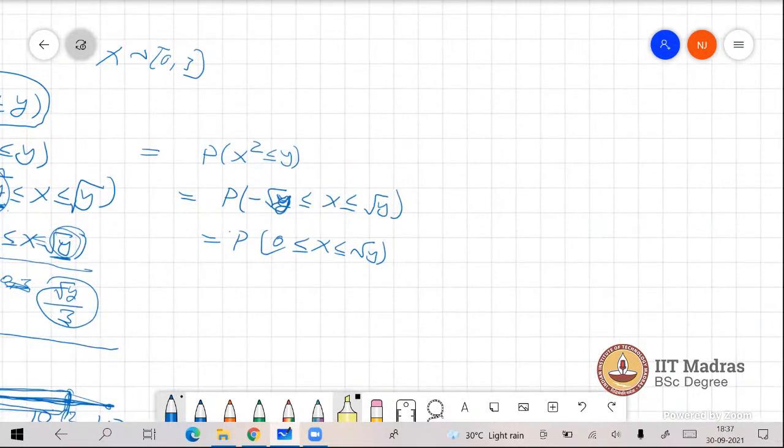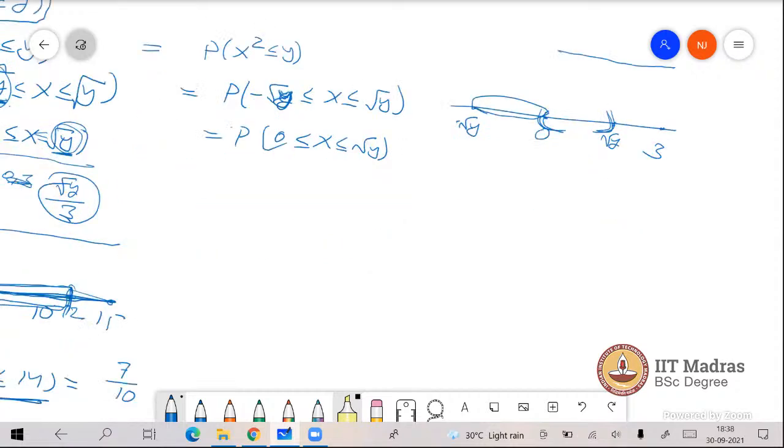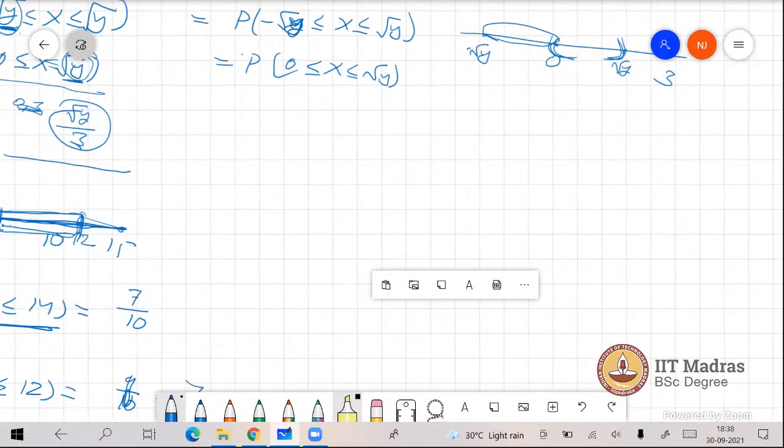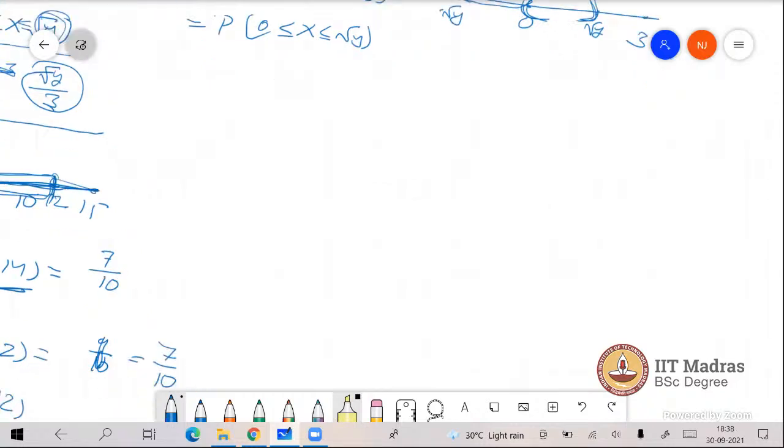Now my interval becomes something like this. Here it is 0, here it is 3. So the PDF of x is something like that, with root y somewhere here and minus root y somewhere here, right? So I have excluded these points. I have just counted this length. What if we have the x range to be minus 3 to 3? Yeah, I will come to that. Then it will be very easy. Now let's do two more examples on that.